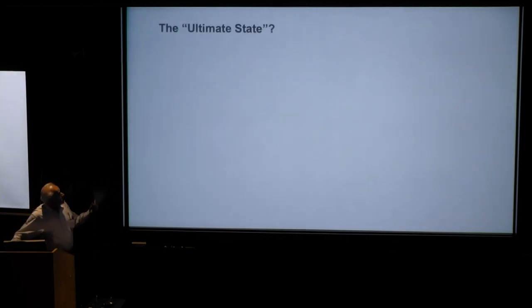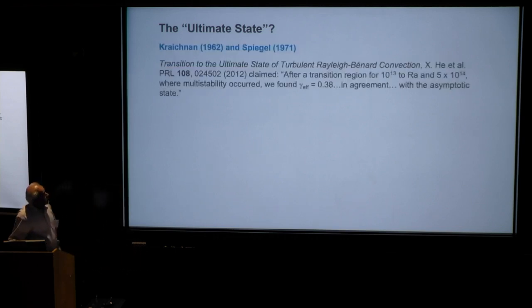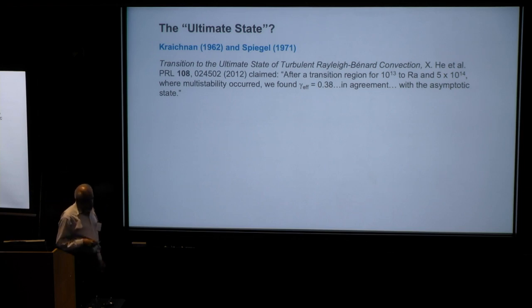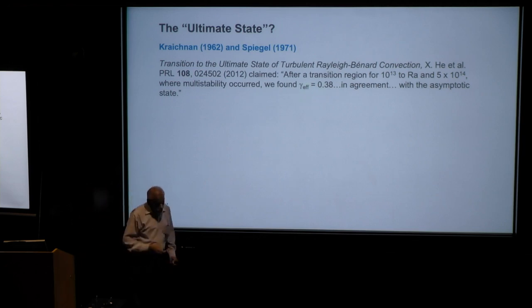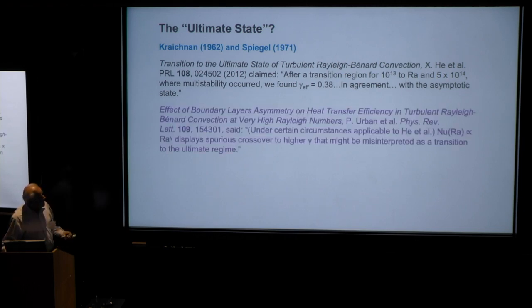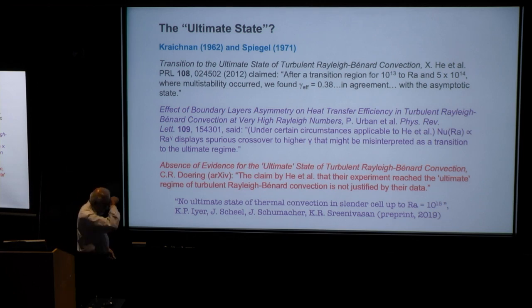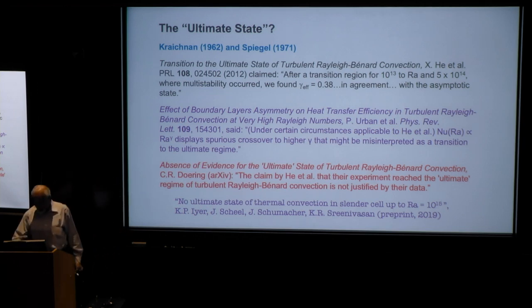But then there is the so-called ultimate state, which is what everybody is trying to find out if it is true or not, coming from Kraichnan and Spiegel, which says that the power law is like half. In fact, there was one paper, which said, well, the last 2 data points in the experiment showed a tendency to 0.38, and therefore they thought it was the ultimate state, which has been challenged here and here. But in this paper, one more slide is all I have. Well, the title already suggests to you what we actually find.